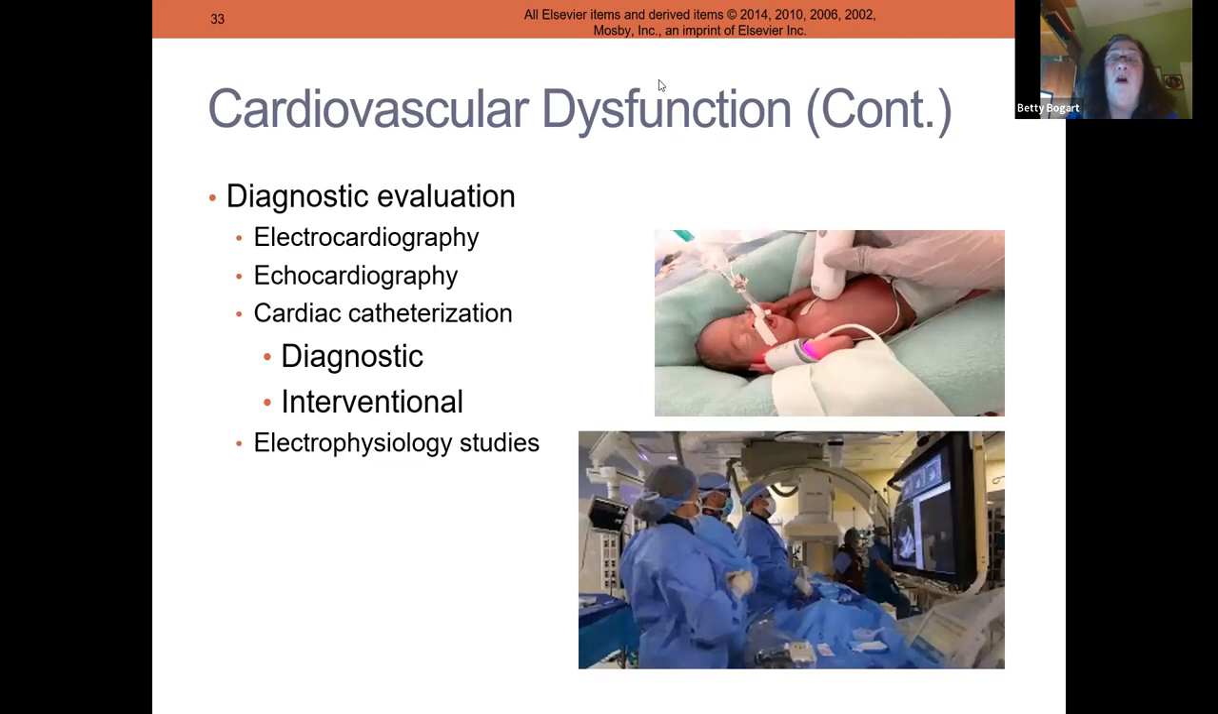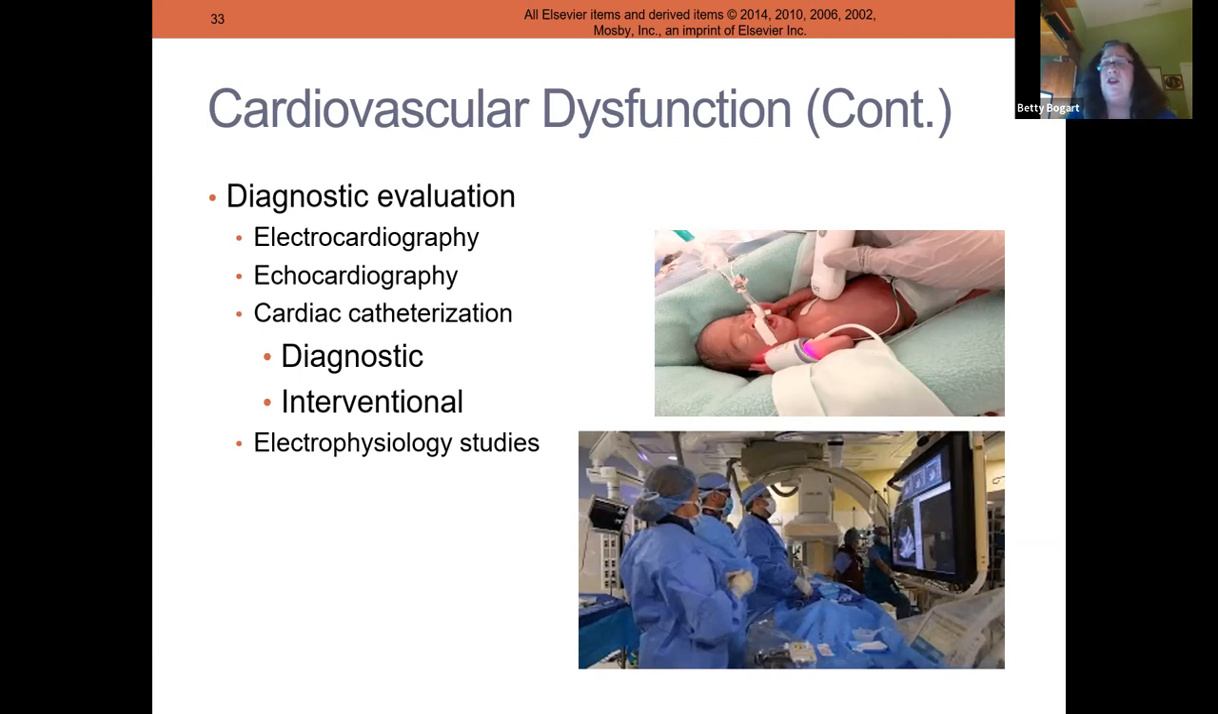So we suspect cardiac. Of course, we're going to do an EKG, look at that for any cardiac dysrhythmias. And then we're going to do an echocardiogram. Now, once you do an echocardiogram, if you see anything, be prepared, you're going to do a cardiac cath. The cardiac cath goes in with dyes and looks at blood flow, and we can make a definitive diagnosis, exactly what's going on and what, if any, surgery needs to be done. That's a diagnostic cardiac cath.